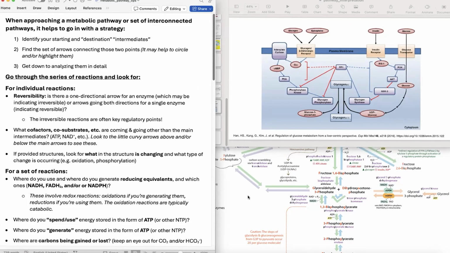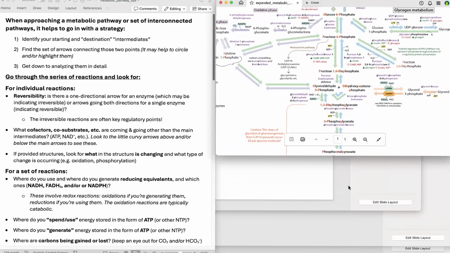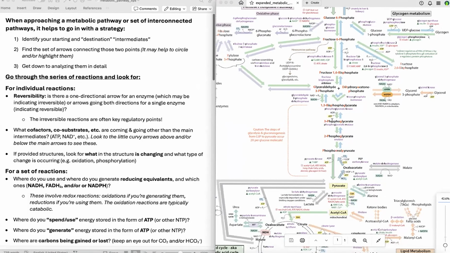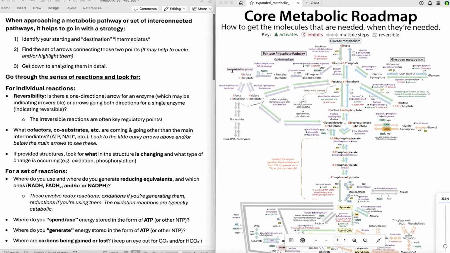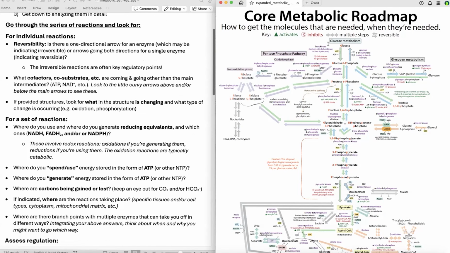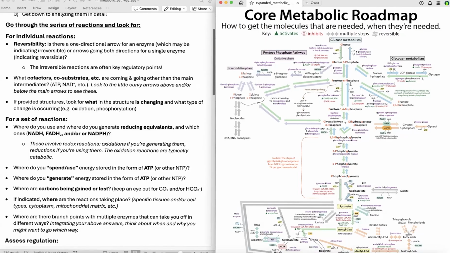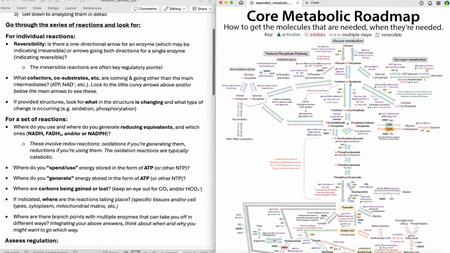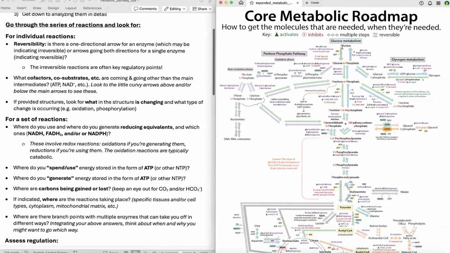Identify your destination, identify your starting point. Find the set of arrows that connects them. Keep an eye on where you see arrows that are reversible, where you see arrows that are one direction, where you see multiple arrows indicating that things are multi-step. You want to look for key regulatory points. So look at those points where you have a lot of these regulators listed. Those are often going to be at branch points, at starts of pathways, at ends of pathways, these sorts of things. Look at the arrows and see what is going to be your substrate, what's your product, what's your co-substrates, cofactors, what's coming and going, and keep those in mind.